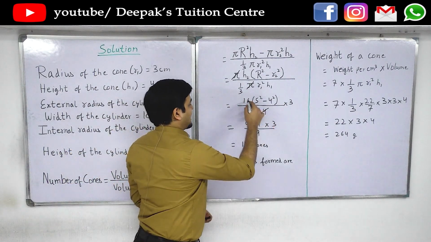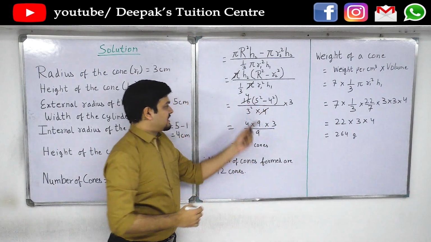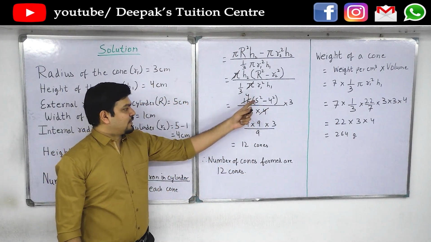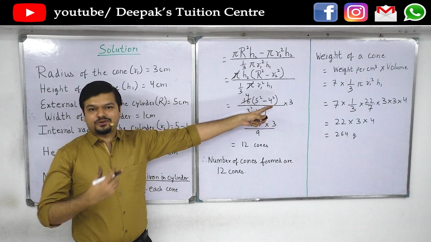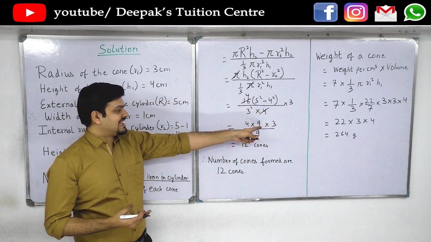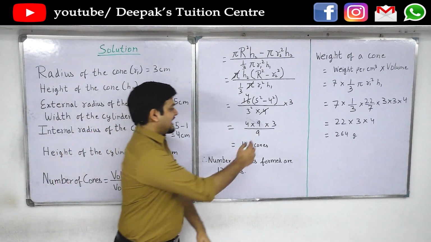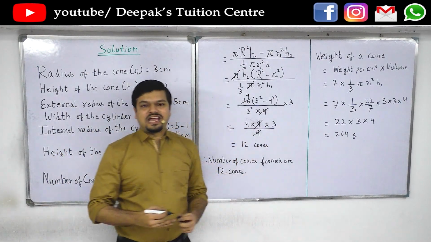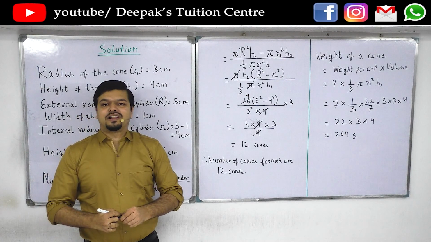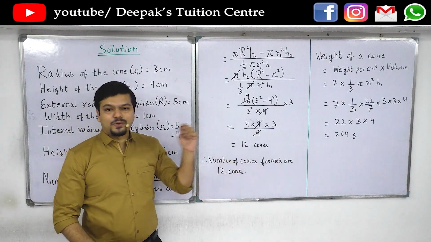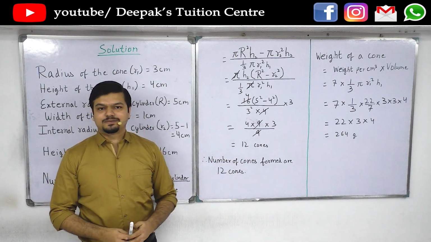So 4 cuts 16 4 times. So we have 4 into 5 square minus 4 square, that is 25 minus 16, that is 9, into 3, whole divided by 3 square, that is 9. 9 and 9 get cancelled off. So we have 4 into 3, that is 12 cones. So therefore the number of cones formed is 12 cones.